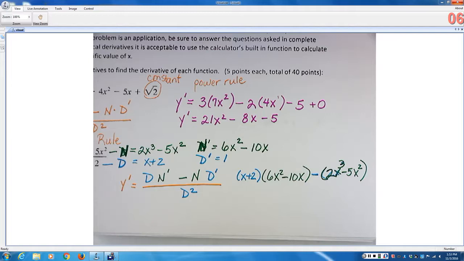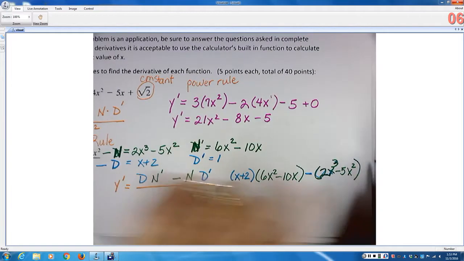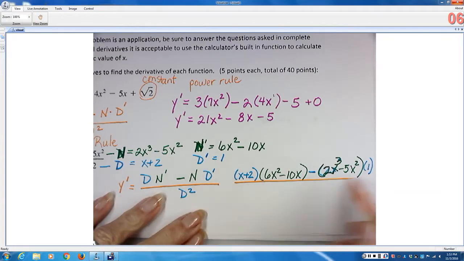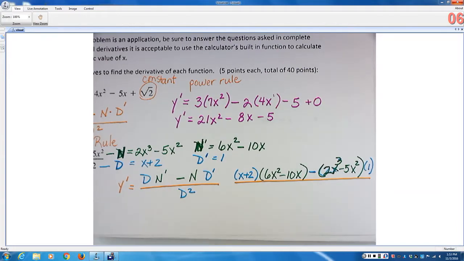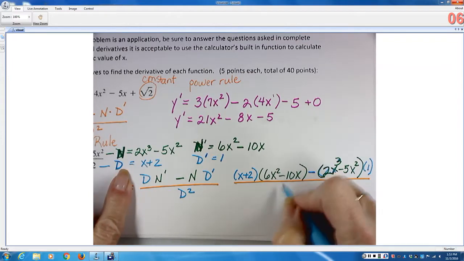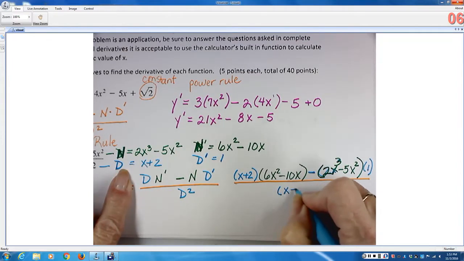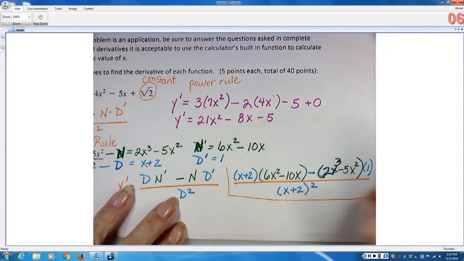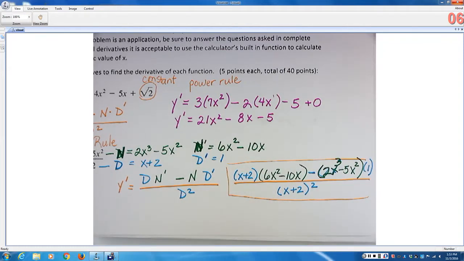And I've run myself out of room almost, but fortunately my denominator derivative is just 1, so I still got it in there, over my denominator squared. And that is perfectly acceptable. You can stop there. If you choose to simplify it, that's fine, but you don't have to. If you did simplify it, you would multiply this out.